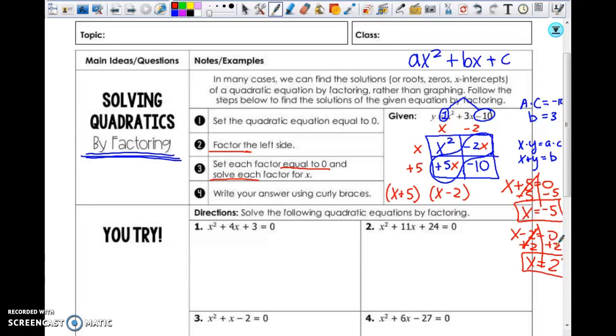So you can list them. I know it's not that much space, but it says write your answer using curly braces, meaning this little number right here. So I'm going to write it off. I'm going to write it right here.